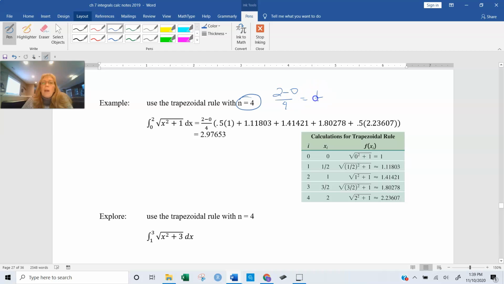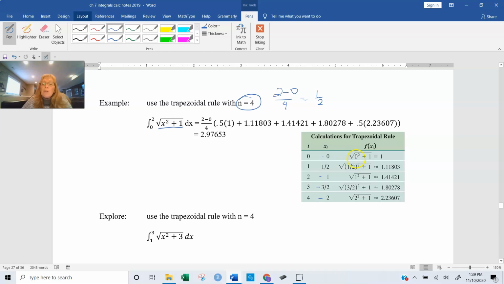Which is equal to 1/2. So I know every half I have a new rectangle, and I have to figure this out before I can do anything. So I take the square root of x squared plus 1, my function, and I'm going to plug in all these things. So my first term is 0. Okay, I would call this my first term. Second is 1/2, 1, 3/2, 2.